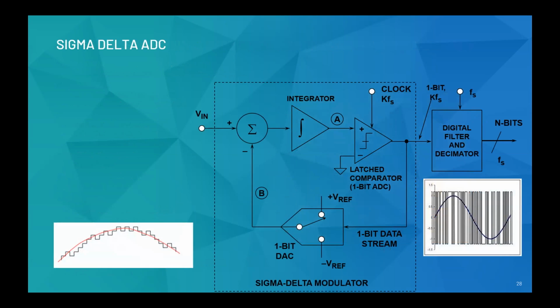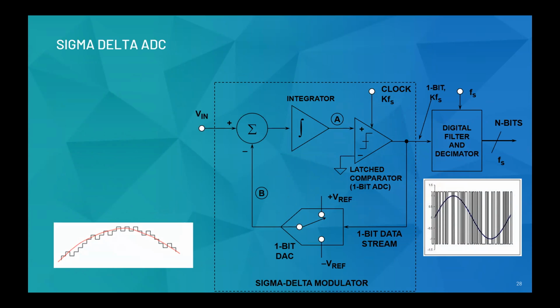Okay, so the next architecture is the sigma delta architecture. The key concepts are very simple for this particular type of ADC, although the maths is a little complex. I would just like you to focus your attention on the key concepts that I will try to explain over here.